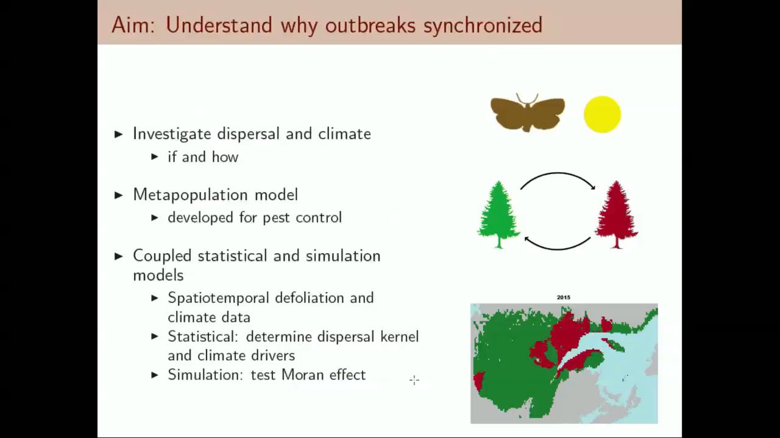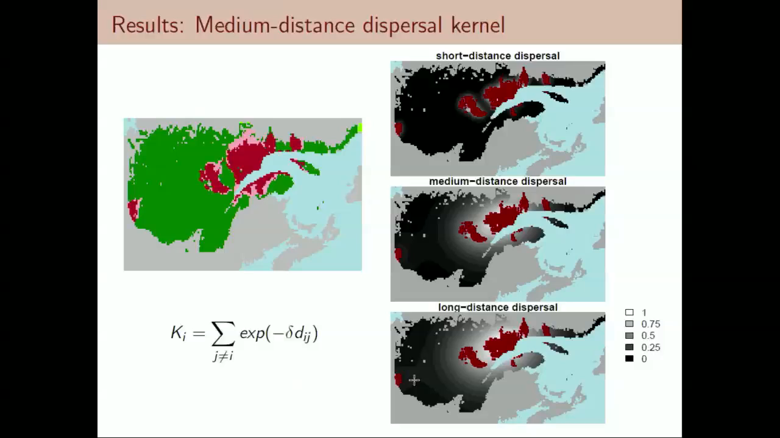First I predicted a dispersal kernel. In red, you can see the defoliation in one year, and in pink is the defoliation the next year. So you can see how far, on average, the defoliation spreads. I tested different distances, different decay of this probability, and I found that a medium distance dispersal was the best one.